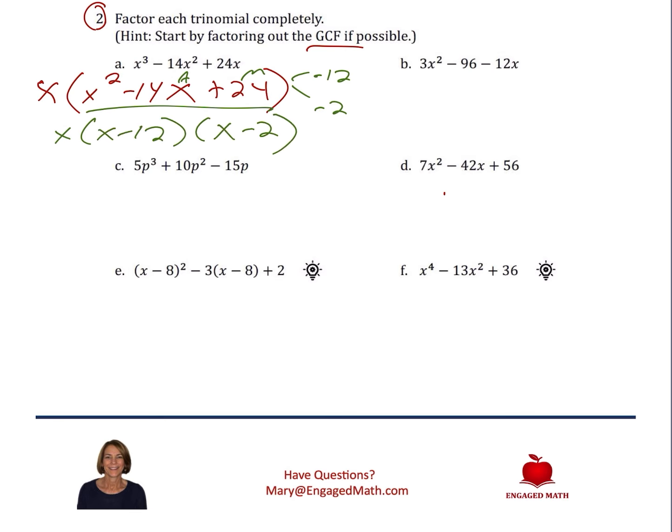Just want to make sure you understand that if you were to multiply all of this out, you would get right back to that original x to the third minus 14x squared plus 24x. Okay, let's look at the next one.